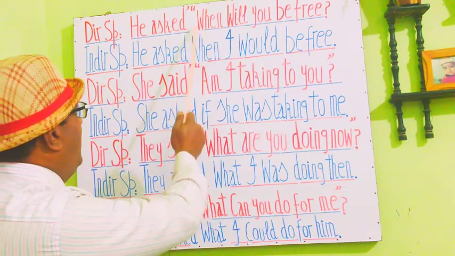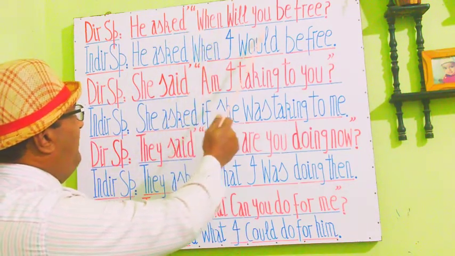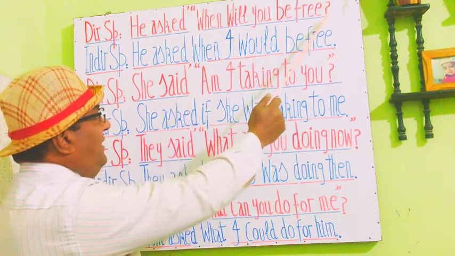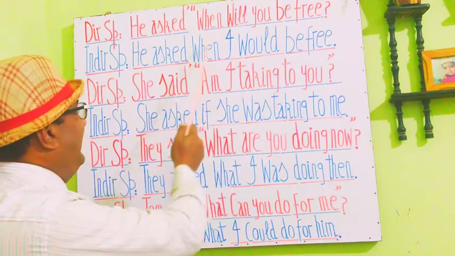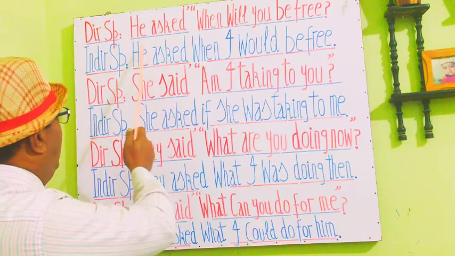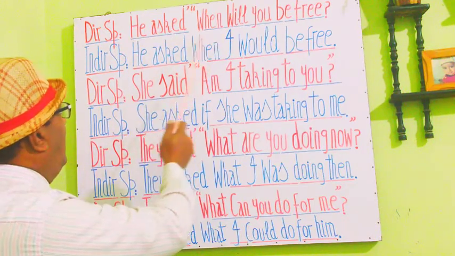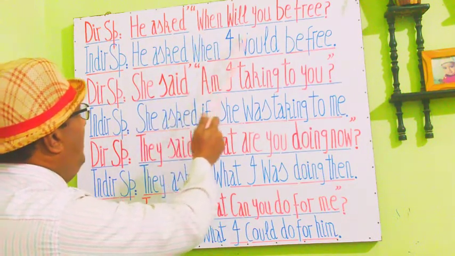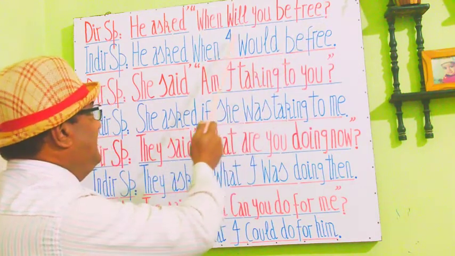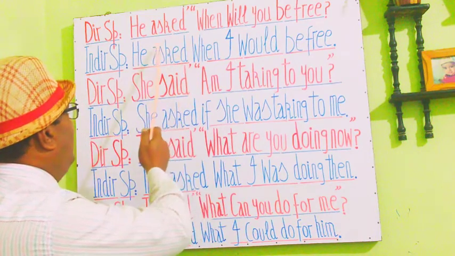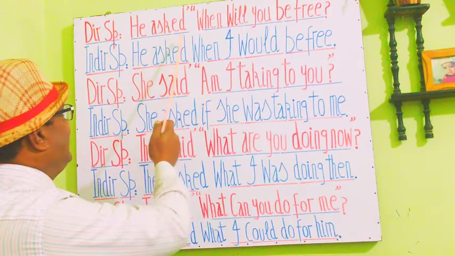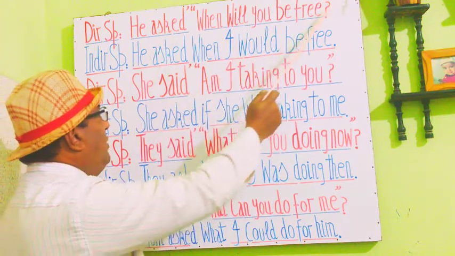The first statement is: He said, inverted commas start, "When will you be free?" Commas close, interrogative sign. Let's read it again. It's direct speech. He asked, "When will you be free?" This is a question and direct speech between two men. Commas close.